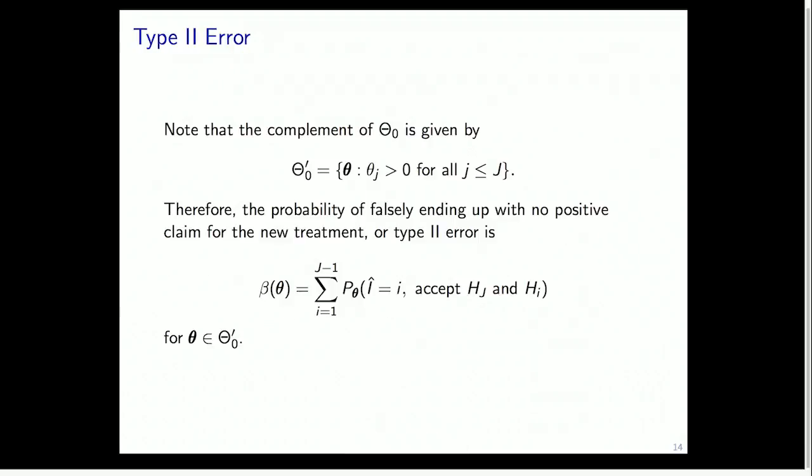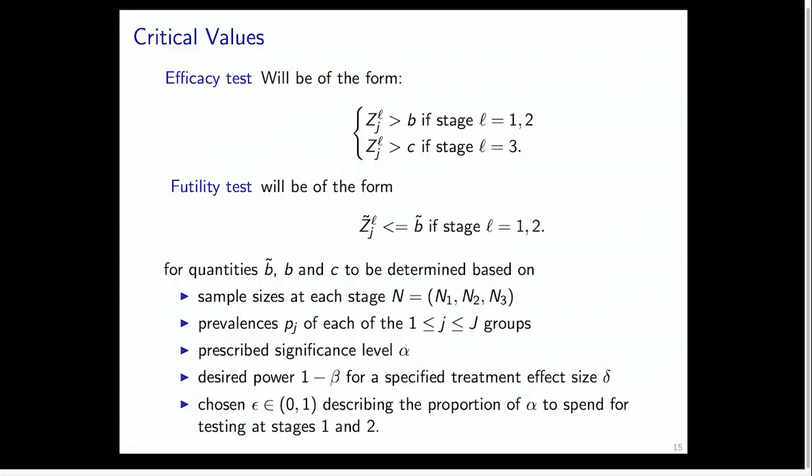And I'm going to skip, in the interest of time, how we calculate the type 1 and type 2 error, but suffice it to say that there are critical values that you need to compute, and this is where, again, things in R we can use nicely, which is we use a technique called recursive numerical integration to actually compute these quantities B, C, and B tilde. So the B is the critical value for rejection in stages 1 and 2, and in stage 3 it'll be another value called C. And this B tilde is the futility boundary, and that's only computed at stages 1 and 2.